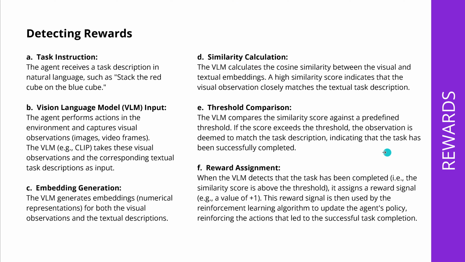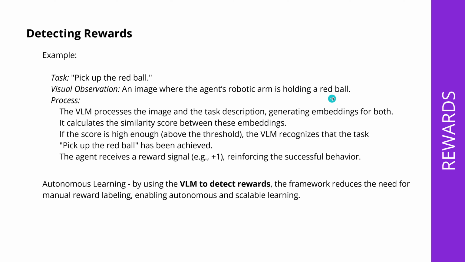Let me give you an example. Pick up the red ball. Visual observation, an image where the agent's robotic arm is holding a red ball. The process is, the VLM processes the images of the front camera on the top of the arm and the task description in verbal form, generating the embeddings for both. We have a predefined vector space, of course. It calculates the similarity score between those embeddings, the visual and the text. If the score is above the threshold, recognize that the task pick up the ball has been achieved. The robotic arm is holding now the red ball, beautiful. And the agent receives a positive reward signal, saying, yeah, buddy, good job, thumbs up, reinforcing this behavior. And we have achieved what we set out to do.